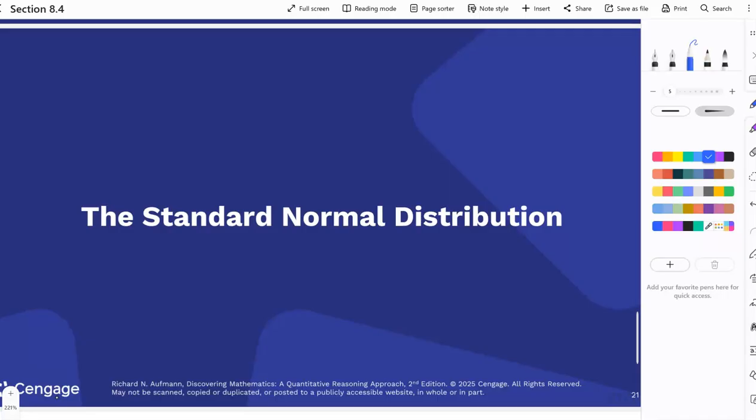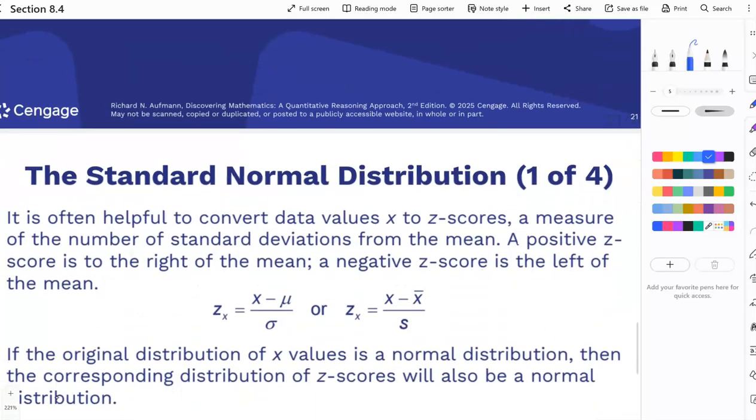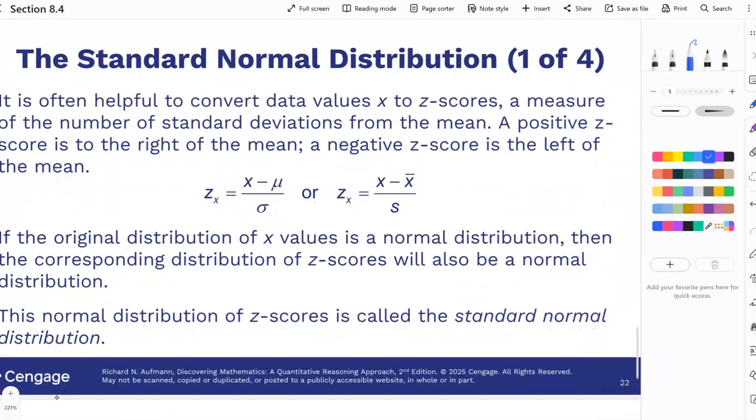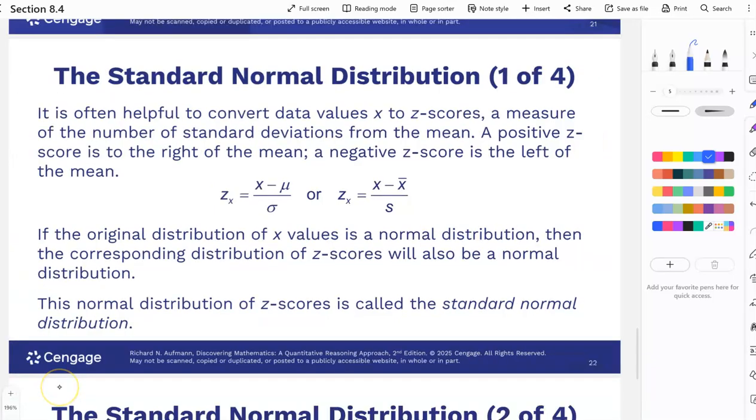So what if we can't use the empirical rule? What if it's not 1, 2, or 3 standard deviations away from the mean? That's where the standard normal distribution is going to come in handy. So it's going to be useful to take our x values and then turn them into z-scores. And remember, a z-score is the x minus the mean divided by the standard deviation. It doesn't matter whether it's population or whether it's sample information.